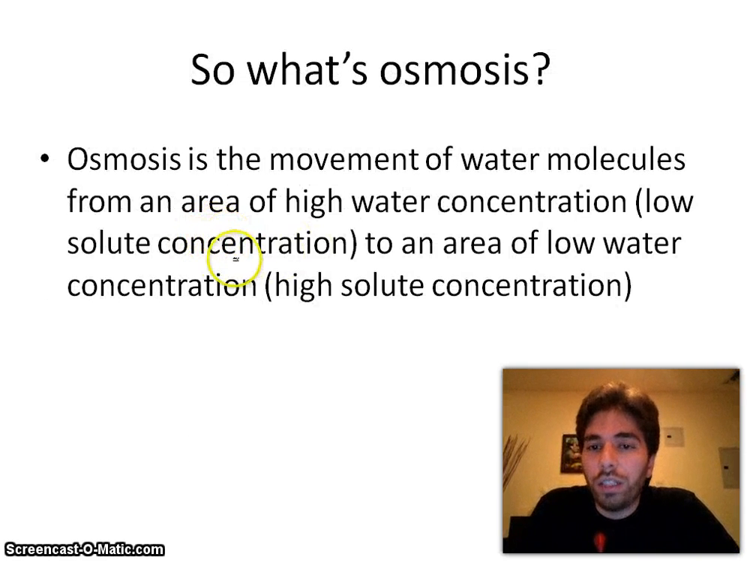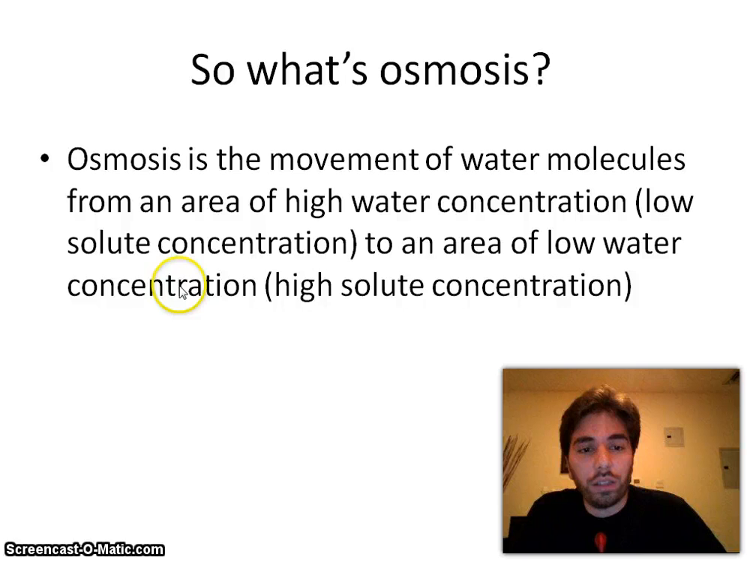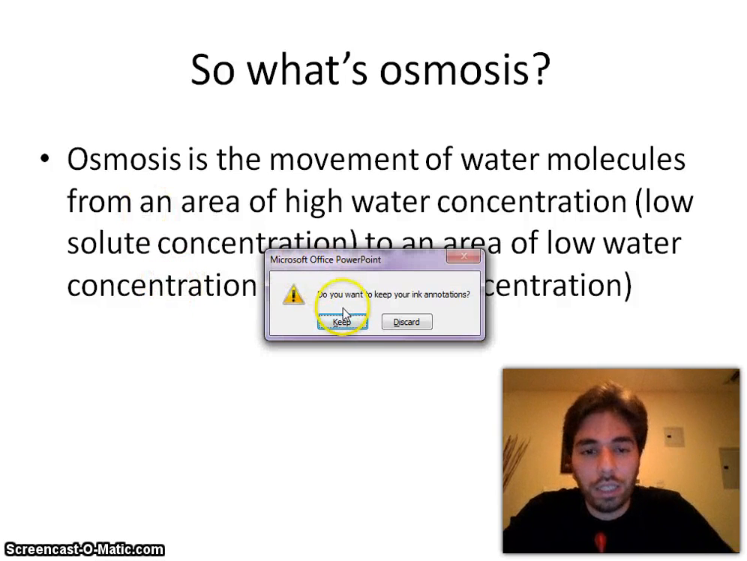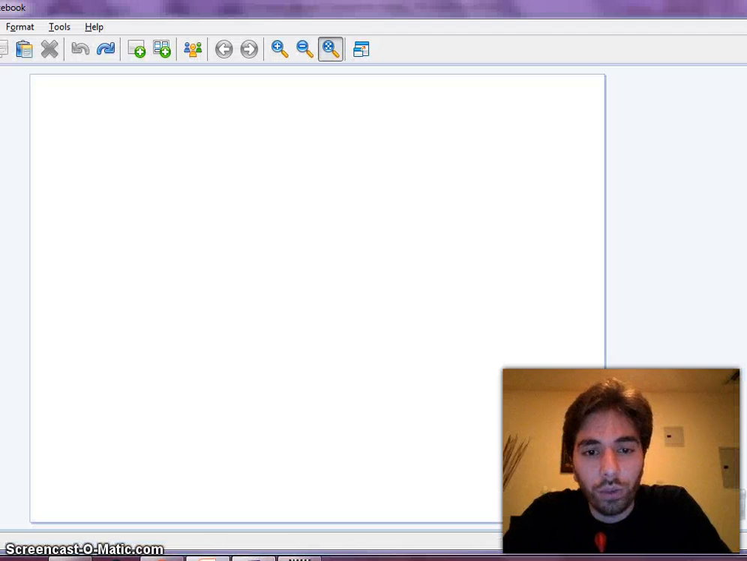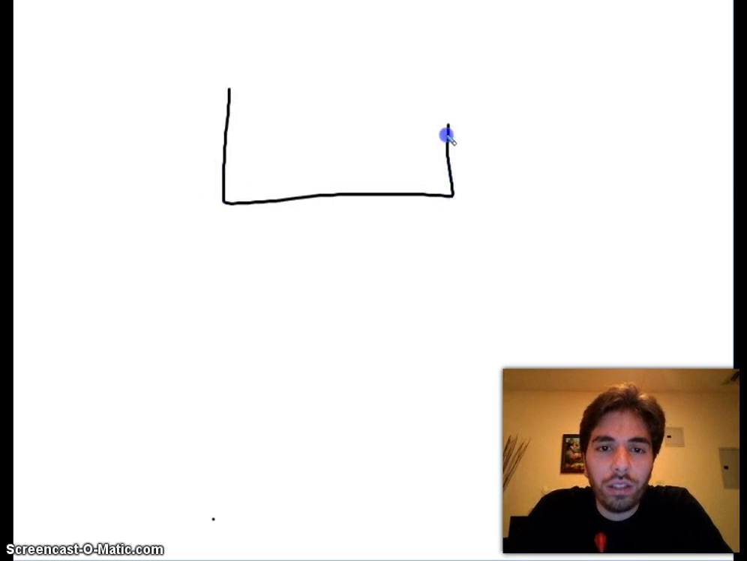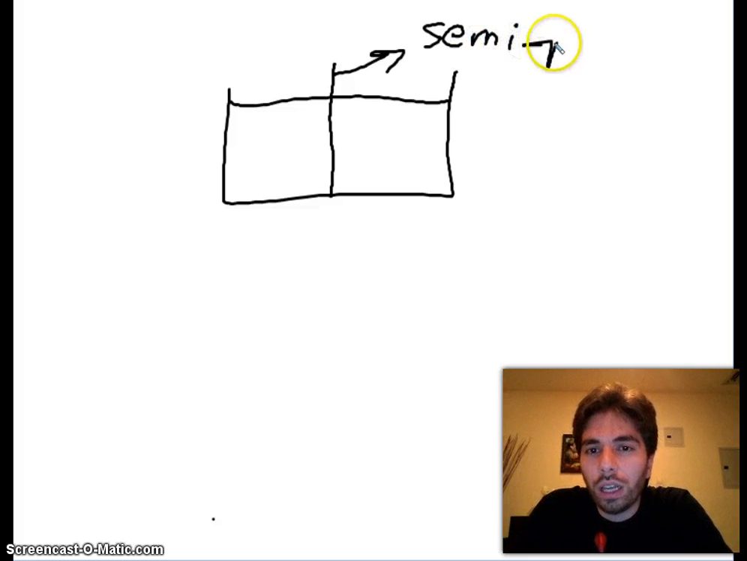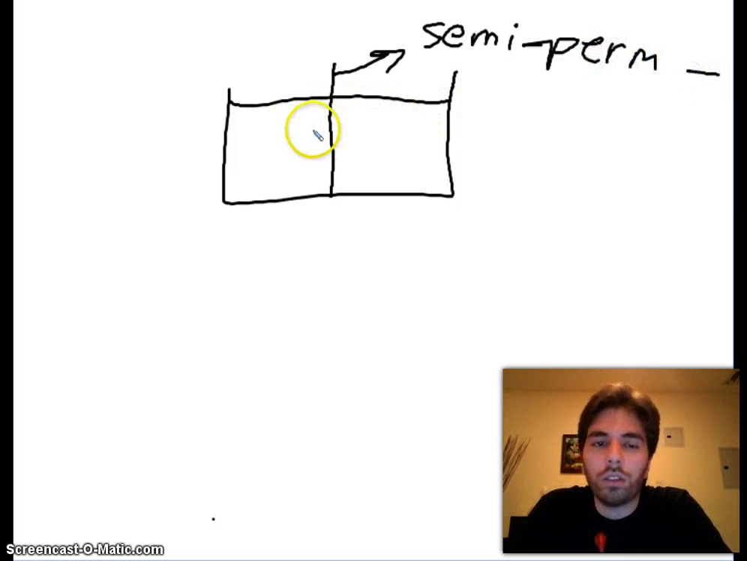So what's osmosis? Now we get to the osmosis part, which is the third example of passive transport. If I want to explain osmosis, let's say we have this beaker, and it's filled with water, and we have something separating these two sides, which is a semi-permeable membrane. A semi-permeable membrane will allow a few things to pass through, but not everything.